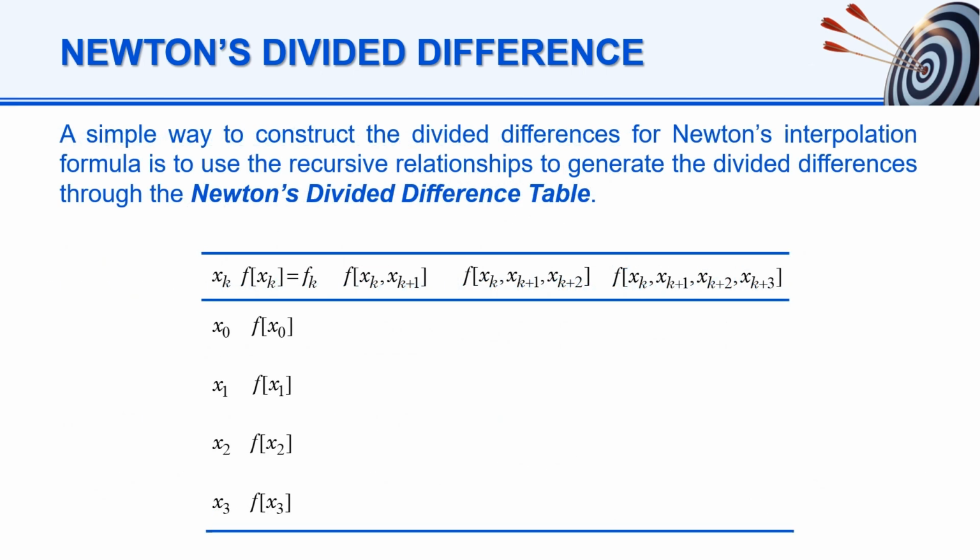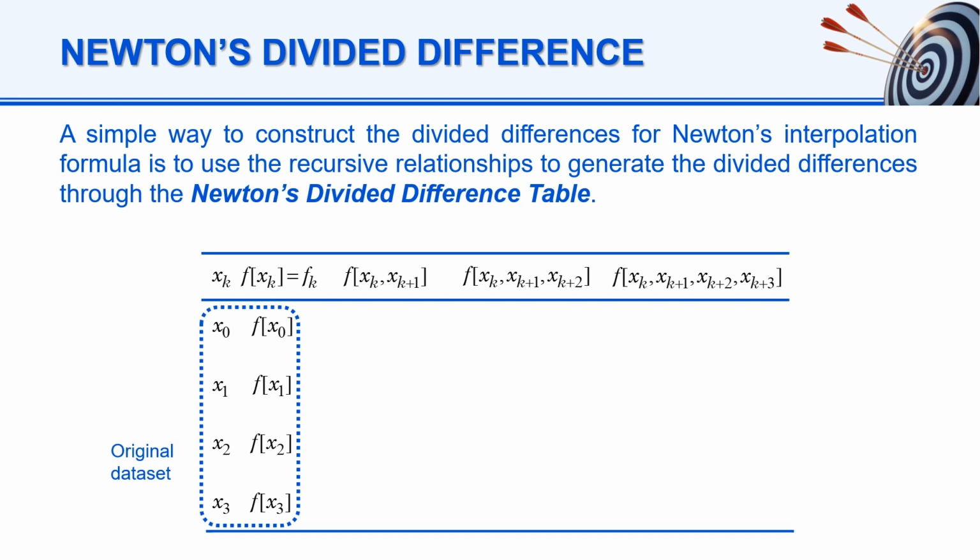A divided difference table is used to compute the divided differences systematically. A simple way to construct the divided differences for Newton's interpolation formula is to use the recursive relationships to generate the divided differences through Newton's divided difference table. The table is filled in a triangular manner. Firstly, the original data set is placed in the two columns. Each subsequent column calculates the divided differences based on the values in the previous column.